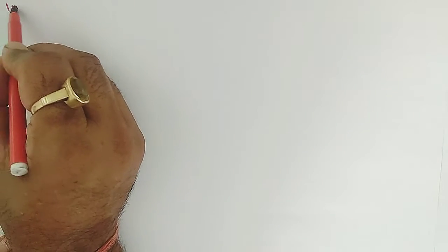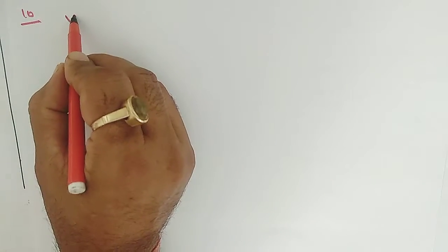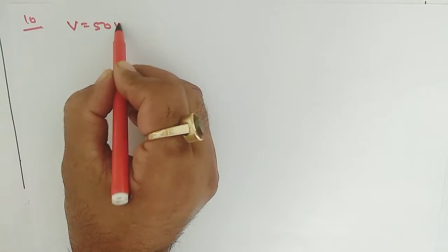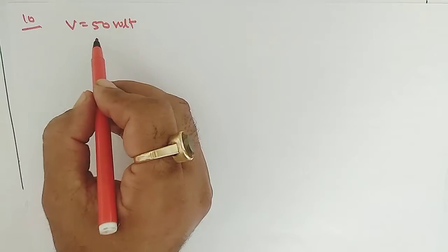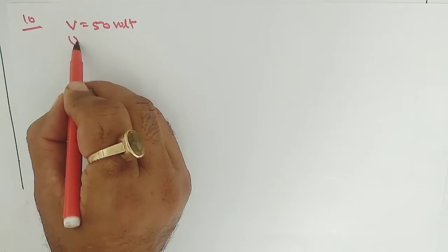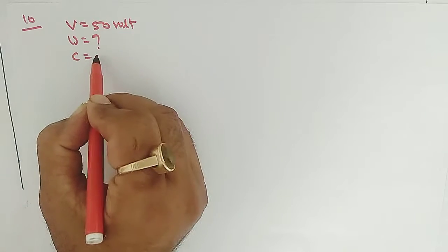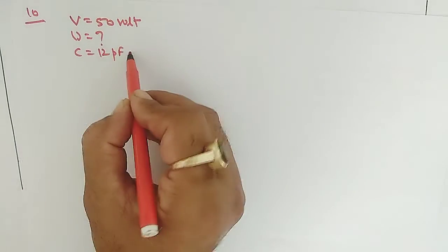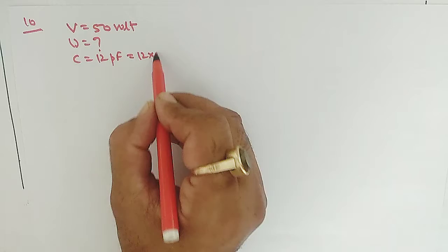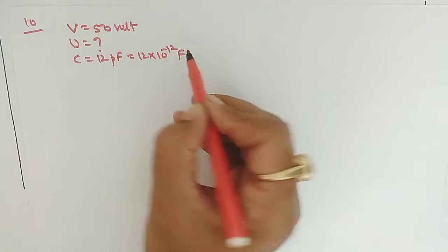Next, question number 10. I am taking question number 10, so I read the question. A 12 picofarad capacitor is connected to a 50 volt supply. So here V is given as 50 volt. How much electrostatic energy is stored? And C is given as 12 picofarad, that is 12 into 10 to power minus 12 farad.